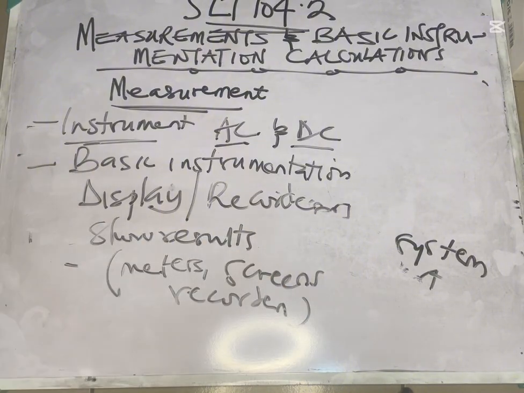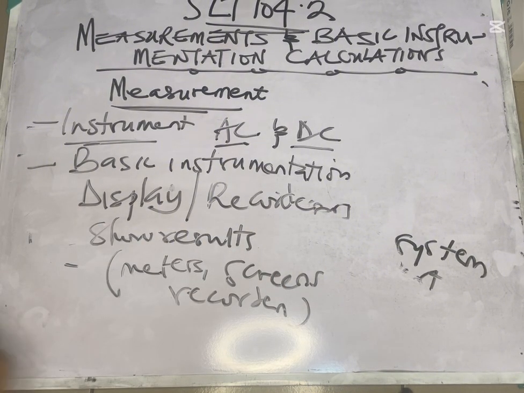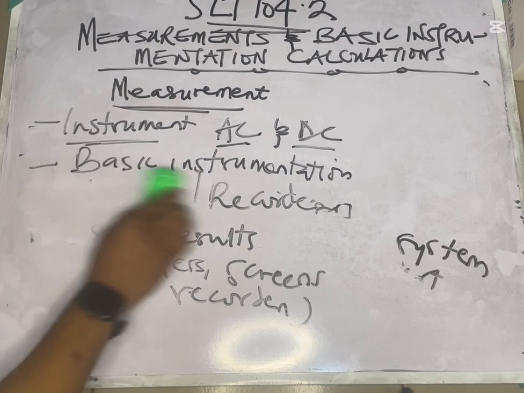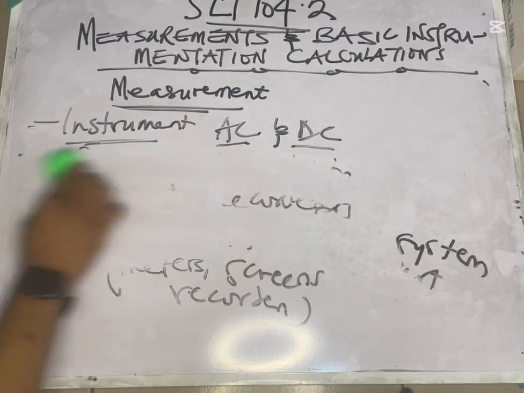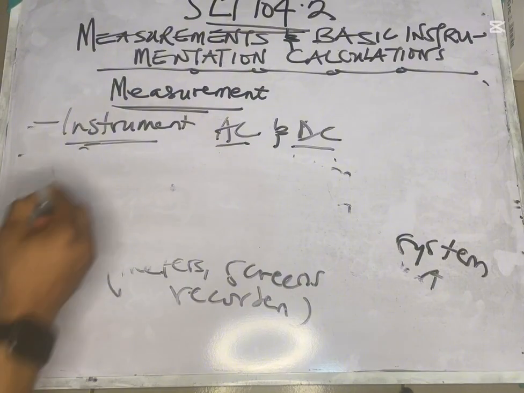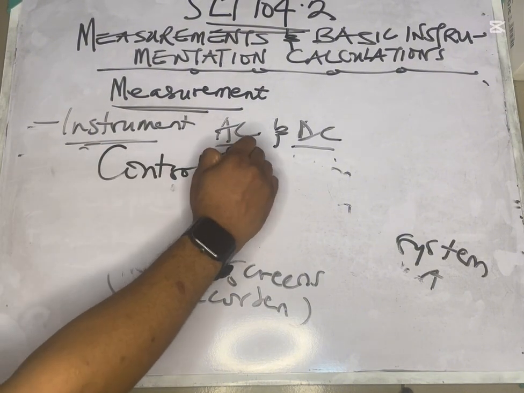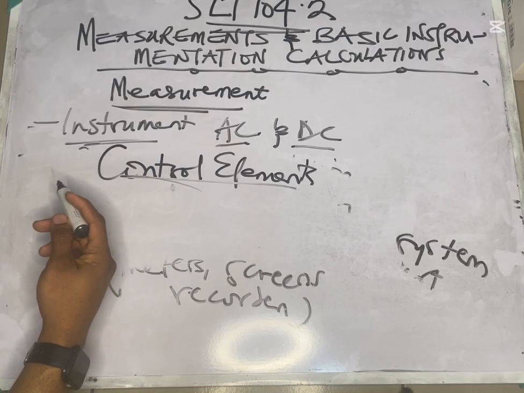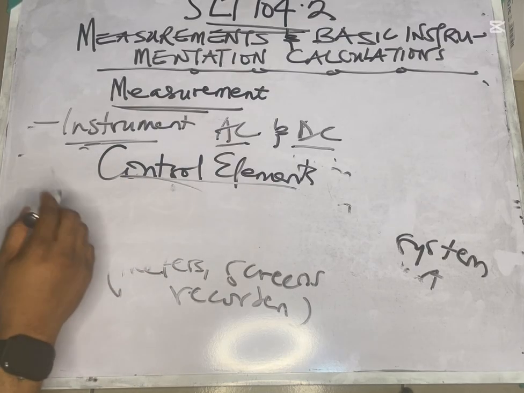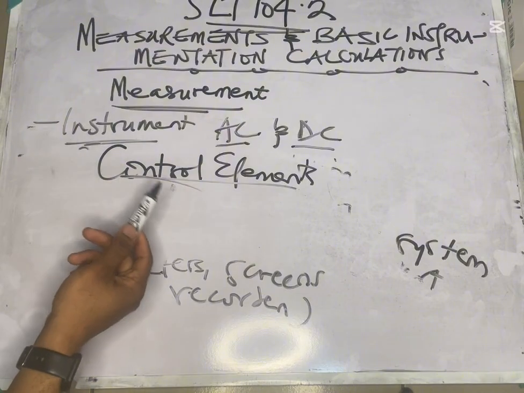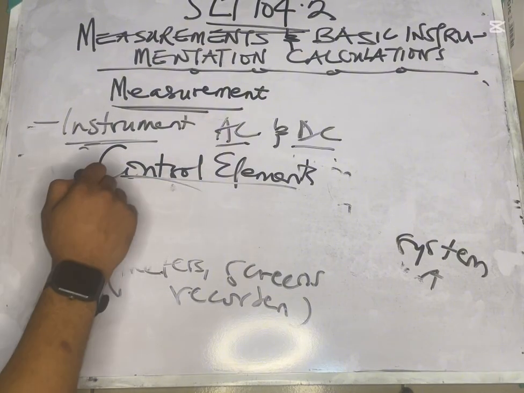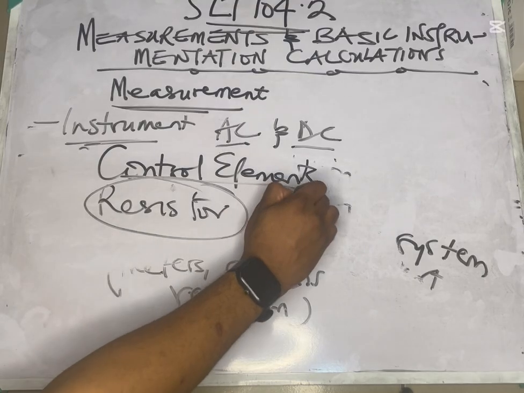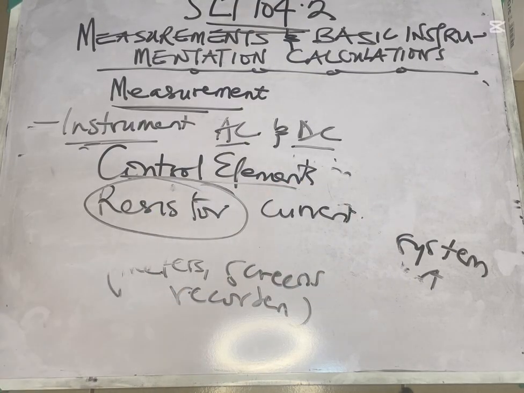Then, last but not least, we have what we call control elements. Control elements act on a particular system. They control a particular system. Basically, these control elements are instruments that, if you include them in a particular circuit, can control it. For instance, we have resistors. A resistor is an example of a control element, because it controls the flow of electric current in a circuit. Don't forget that.